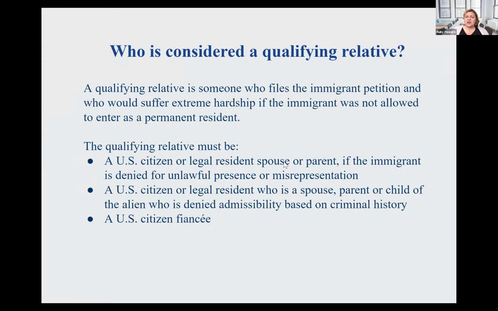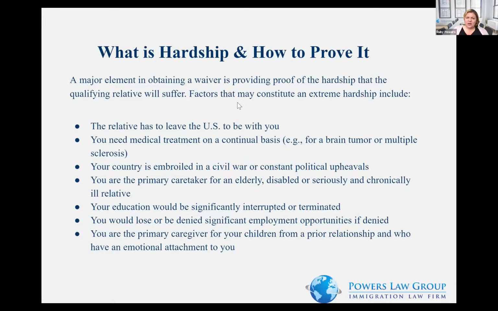So who are considered qualifying relatives? As we've mentioned, that U.S. citizen or legal permanent resident, spouse or parent for unlawful presence or misrep, and it also can include a U.S. citizen fiance, and the U.S. citizen or legal permanent resident who's a spouse, parent, or child when we're talking about criminal history. So just keep that in mind. And then what do you have to do to prove it?